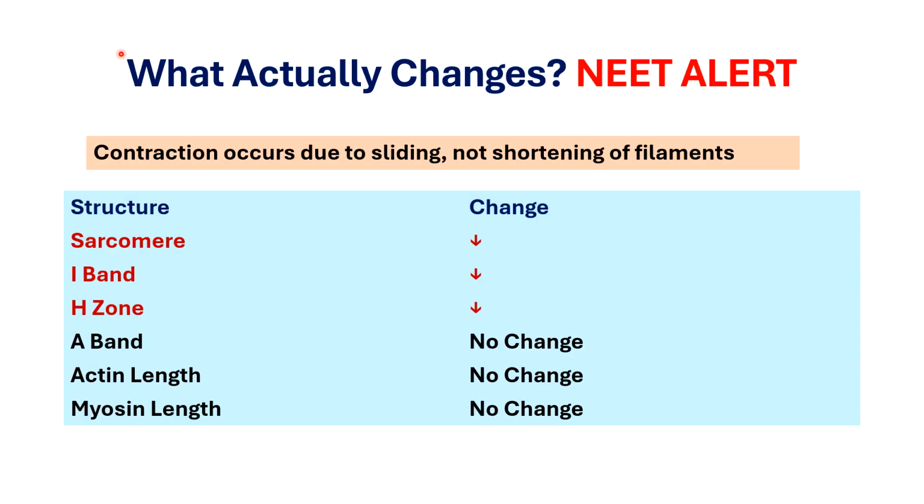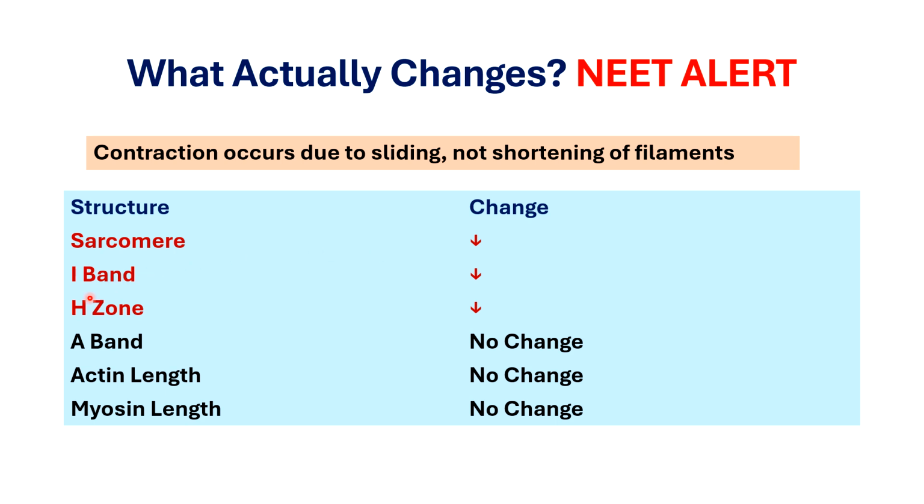So this is the most important part of this lecture. What actually changes during muscle contraction? By now you must know that during muscle contraction, there is just the sliding or the gliding of the actin filaments over the myosin filaments. There is no shortening of actin or myosin. Both of them have intact length, right? So what changes? The length of the sarcomere decreases.